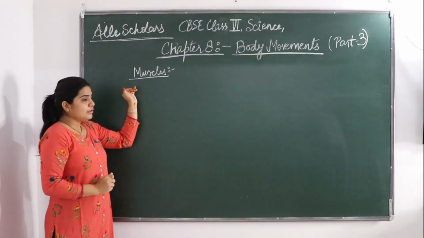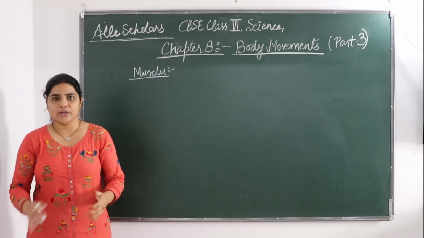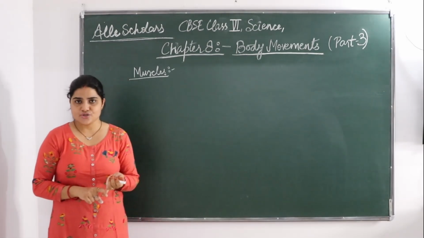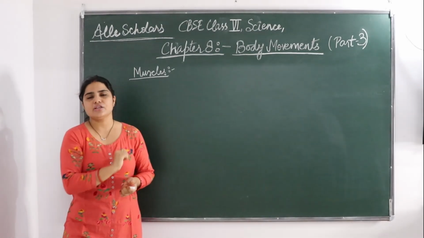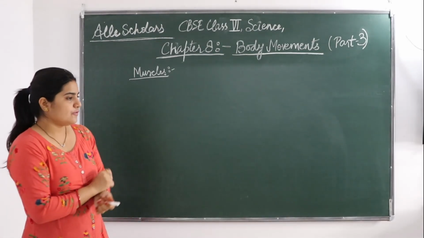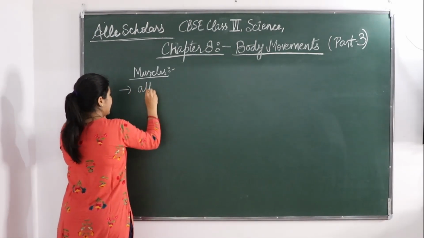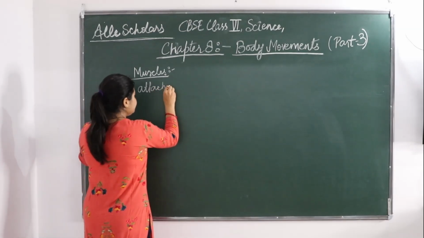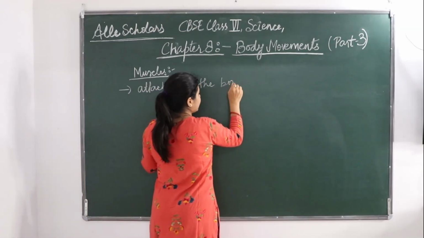Talking about the number of muscles attached to the various bones of our body, we know that these muscles are attached to our bones. So there are 650 muscles that are attached to the various bones of our body. So muscles are attached to the bones of our body.